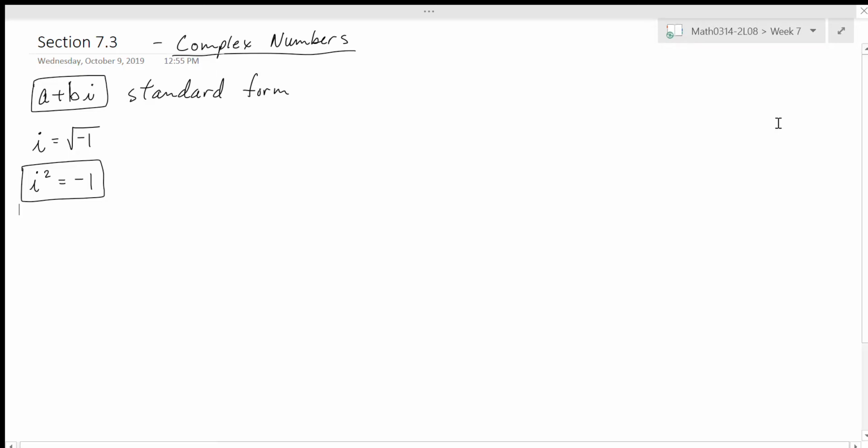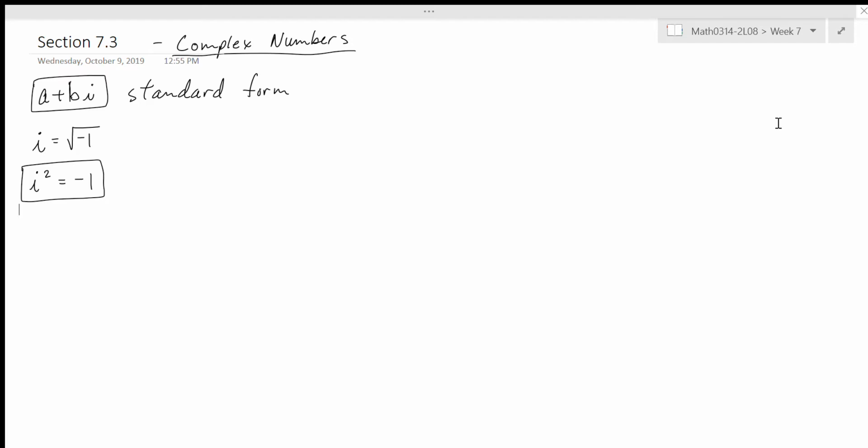Well, let's see. What are those? Complex numbers. Oh, and by the way, if you want to join me, I'm on page 462. Page 462, we're going to be talking about complex numbers. That means numbers that have an imaginary part, which means not real.